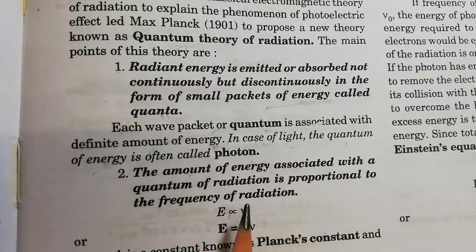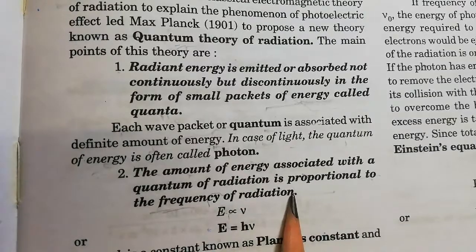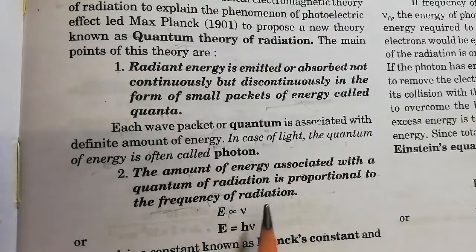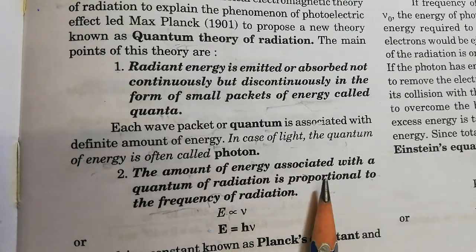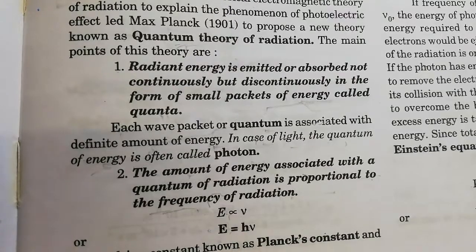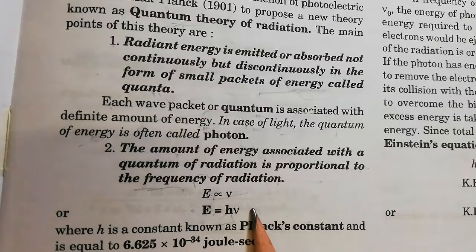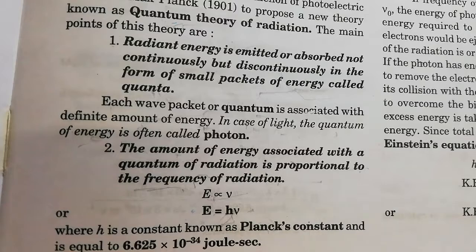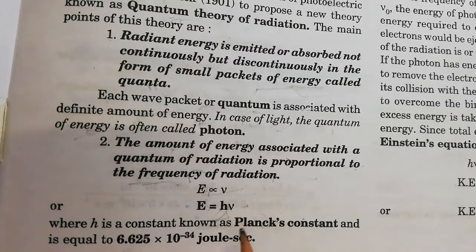The second point is that the amount of energy associated with the quantum of radiation is proportional to the frequency of radiation. Frequency of radiation is proportional to the amount of energy associated with each quantum, proportional to nu, where nu is the frequency of the radiation. So we have the simple equation E equals h nu, where h is a constant taken as Planck's constant, and you have to know its value, 6.625 into 10 to the power minus 34 joule second in SI unit.